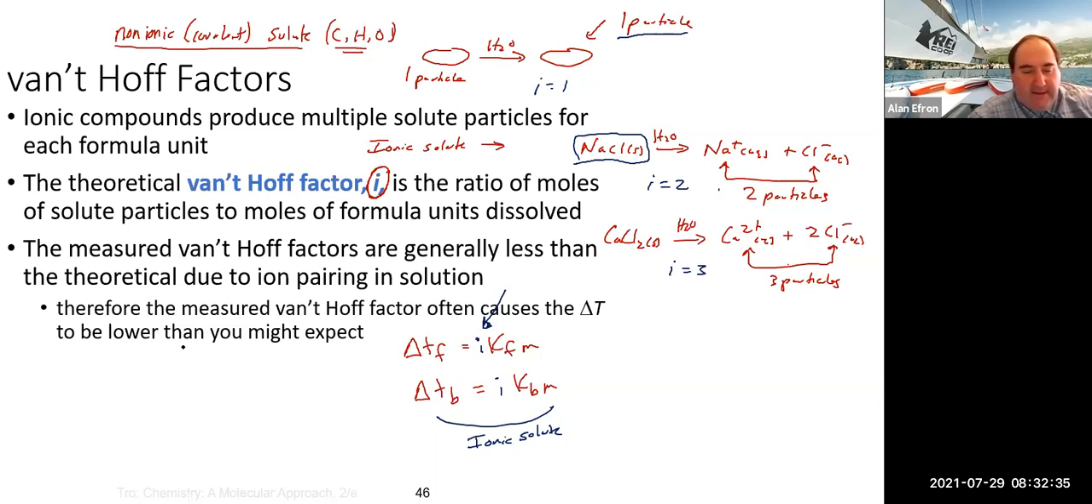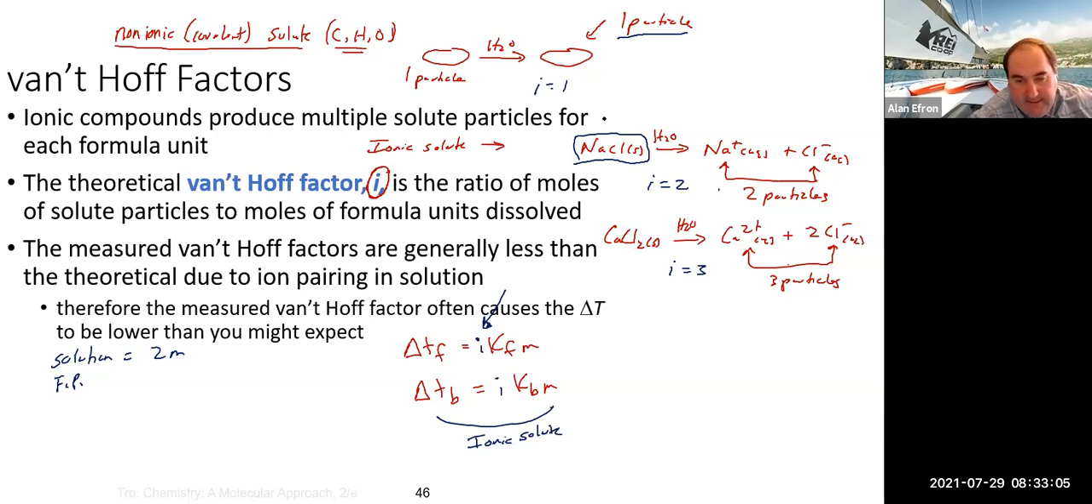So how does this affect it? Well, let's think about what is happening in an i equals 1 situation versus 2 versus 3, for example. Let's say we had a solution that had a molality of 2 molal, and we wanted to look at the freezing point of this solution. So let's take a look.